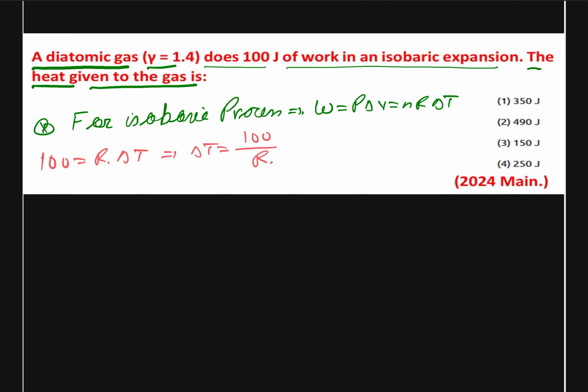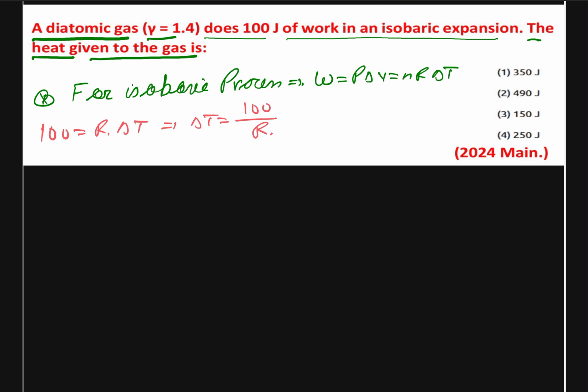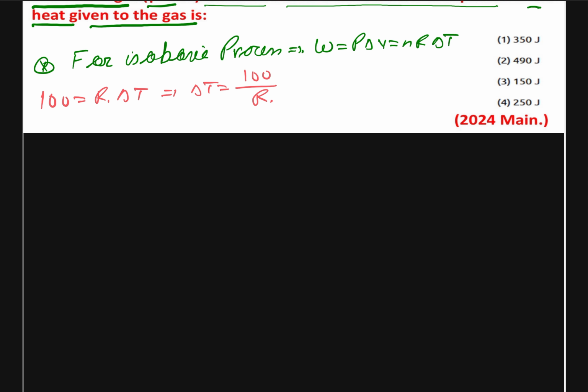So we have to find out the heat given, and this is a constant pressure. So for diatomic gamma is given to us, so from here we can find out C of P. So you can say our C of P will be equal to gamma R upon gamma minus 1. So it comes as 1.4 times R upon 1.4 minus 1, which gives us 3.5 times R.